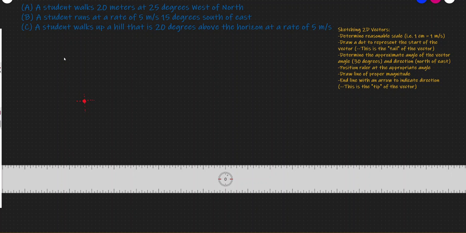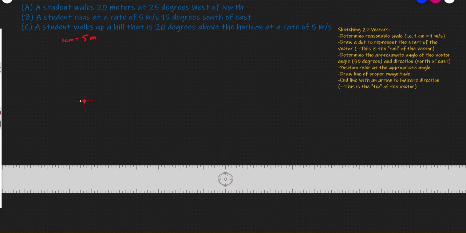We'll just say 1 centimeter is equal to 5 meters. Because if I did 1 centimeter is 1 meter, I'd have to draw a 25 centimeter line on my paper, and that's going to be long. So 1 centimeter is 5 meters. Therefore my line is going to be 4 centimeters long, 25 degrees west of north.